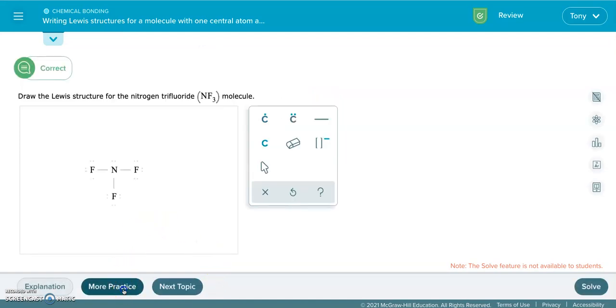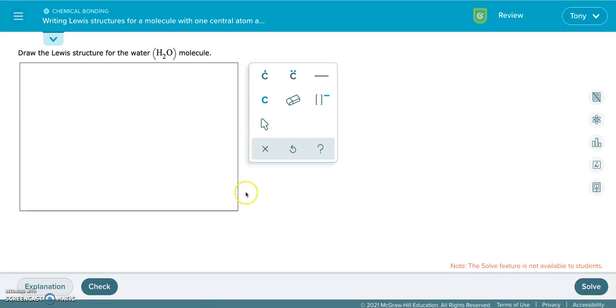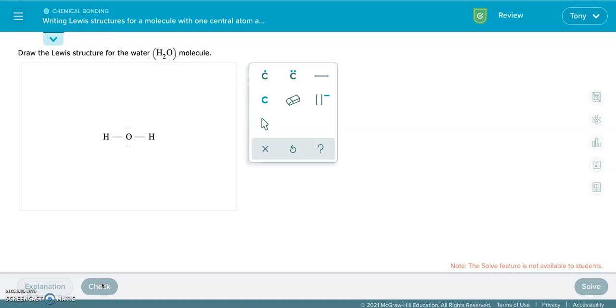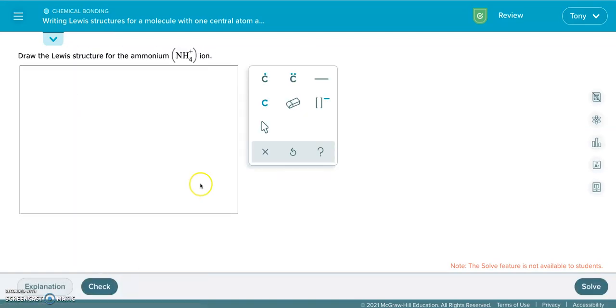Great. Let's go ahead and do one more just for more practice. So here we've got a water molecule. This one will be very straightforward. Maybe we'll skip this one and do a different one. So I've got the solve button. I'm just going to use that, and then I'll do more practice. Great. So here we've got ammonium, NH4+. This will be a really good one.